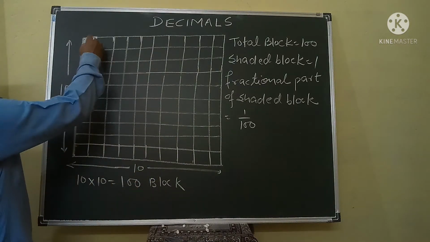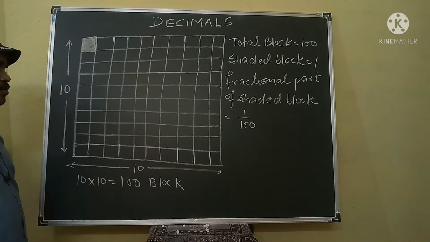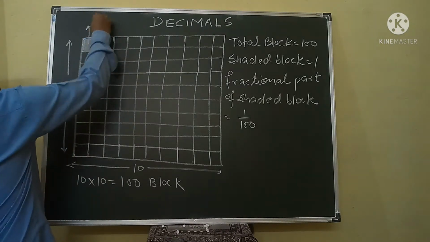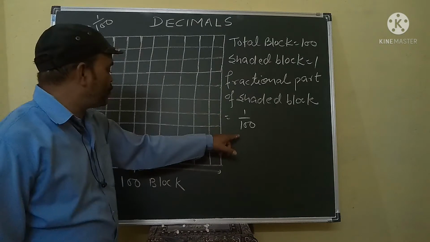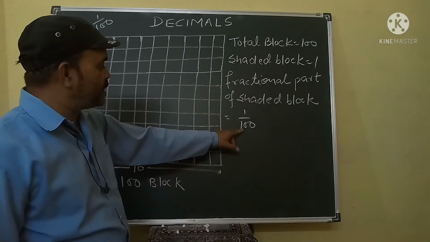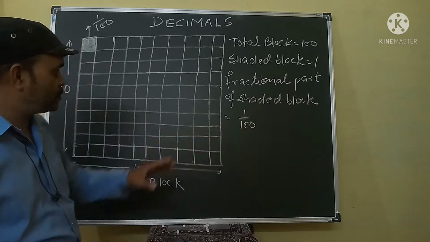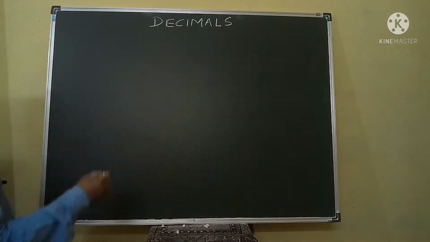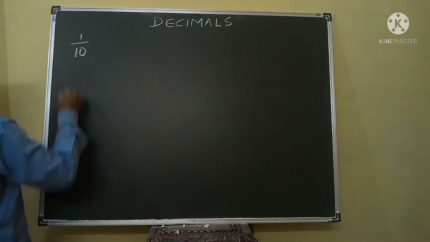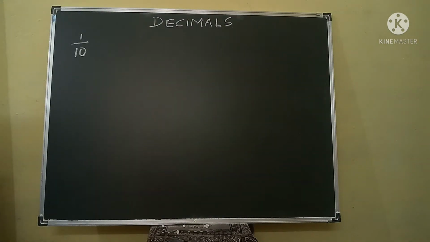That means the value of this one small block is 1 upon 100. Okay, as you are looking, this is 1 upon 100. 1 is numerator and 100 is in denominator. So this type of fraction is called decimal fraction. Suppose this is 1 upon 10. This is the decimal fraction. As you are looking, in this decimal fraction denominator is 10.